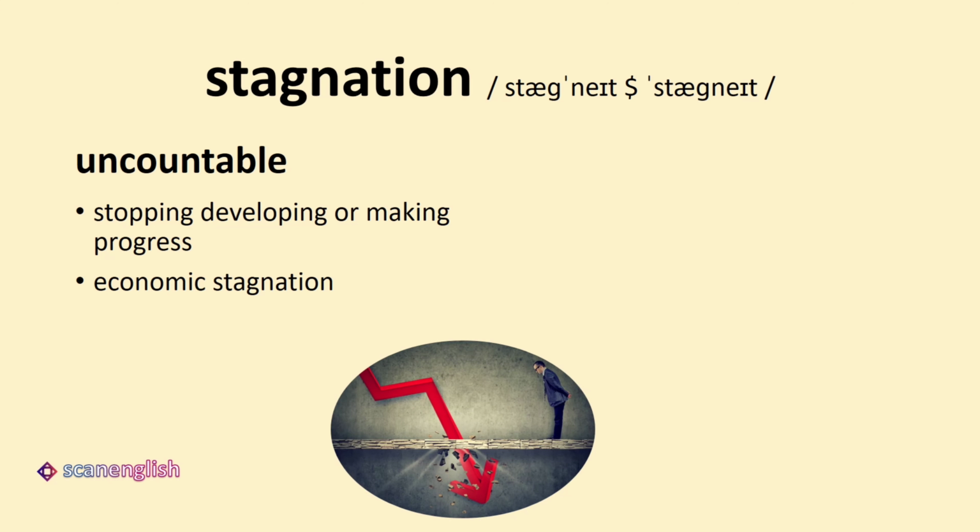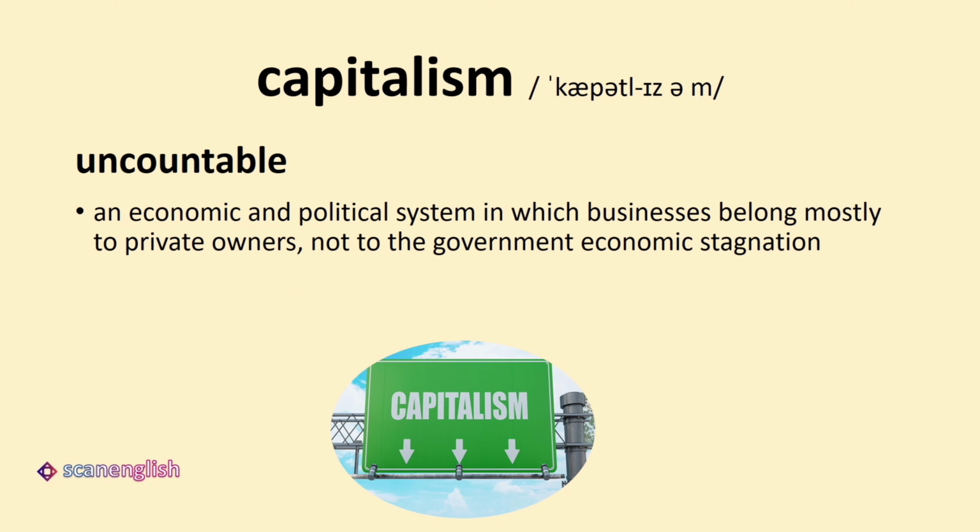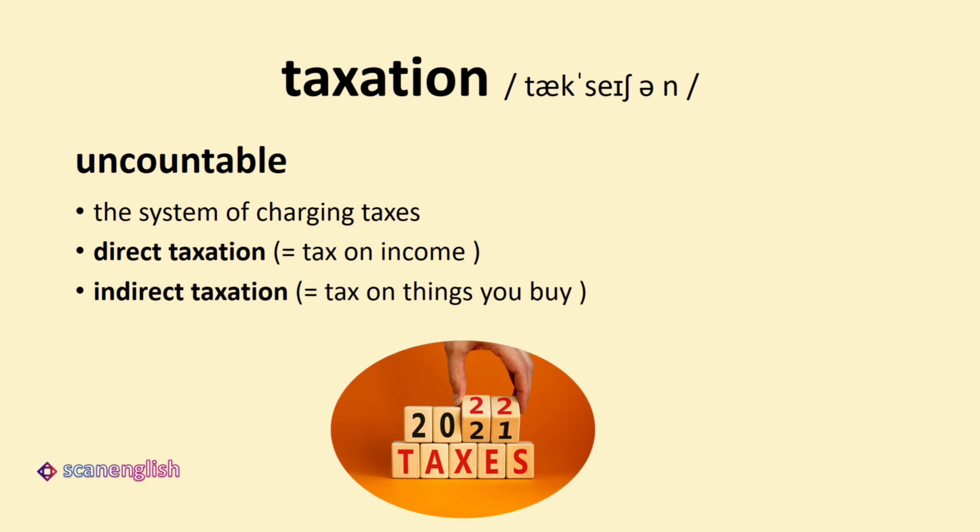Economic stagnation. Capitalism. It is an uncountable noun. An economic and political system in which businesses belong mostly to private owners, not to the government. Taxation. It is an uncountable noun. The system of charging taxes. Direct taxation equals tax on income. Indirect taxation equals tax on things you buy.